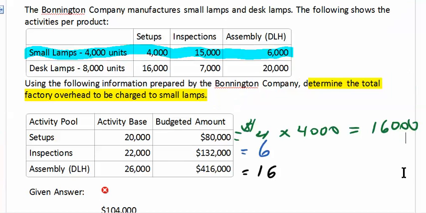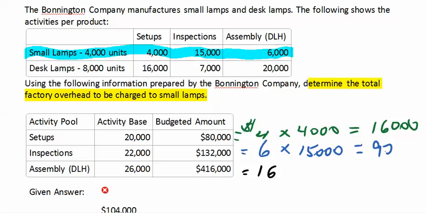I will also take the 15,000 inspections, multiply it by my $6, and that gives me $90,000. Finally, I will consider the 6,000 direct labor hours at $16 per hour. And that's $96,000.